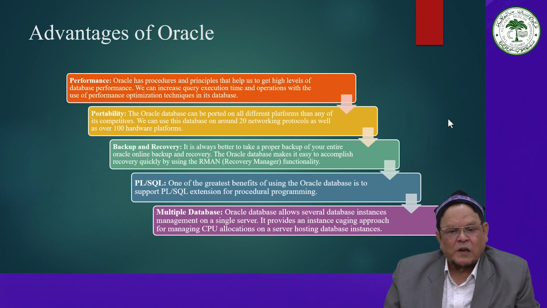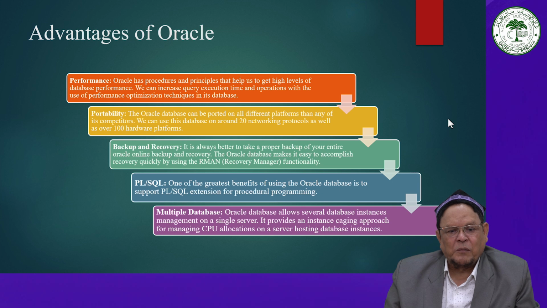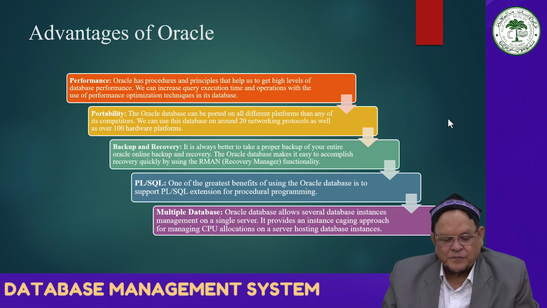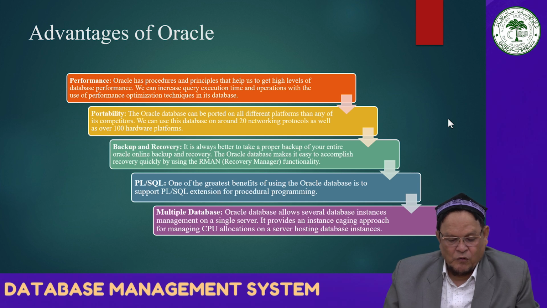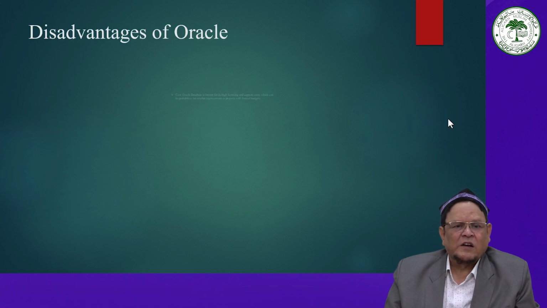PLSQL is one of the greatest benefits of using Oracle database; it supports the PLSQL extension for procedural programming language. Also, multiple databases. Oracle database allows management of several database instances on a single server. It provides an instance caging approach for managing CPU allocations on a server hosting database instances. So these are the advantages. Then the next is the disadvantages.